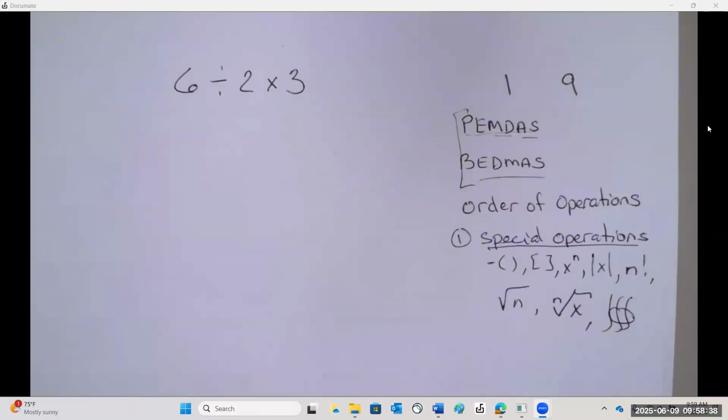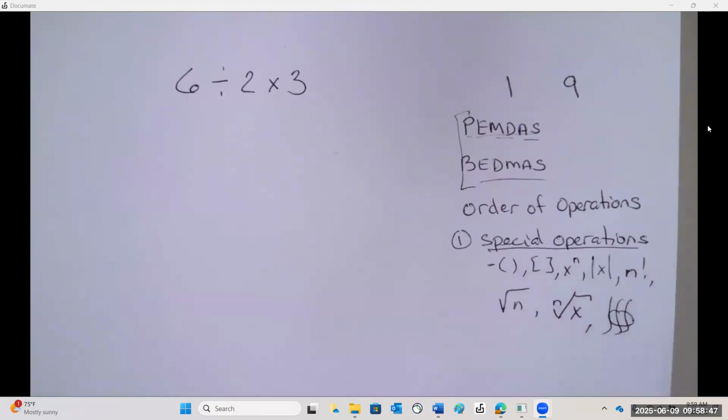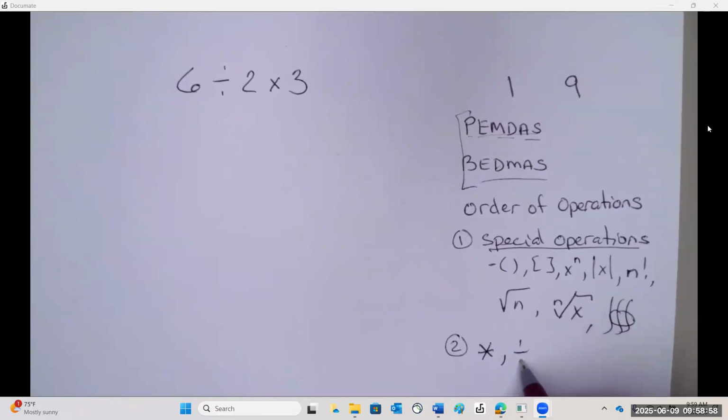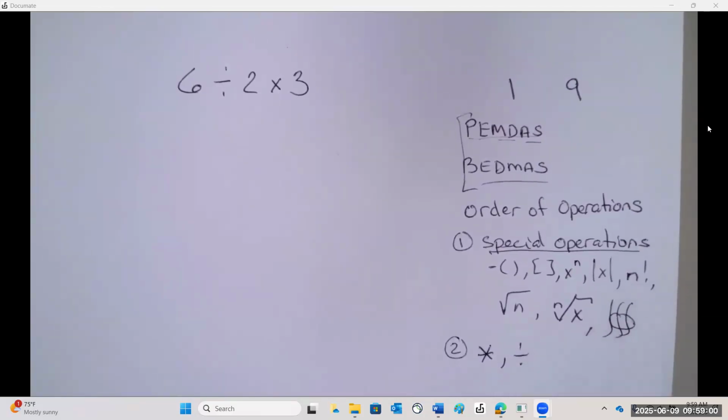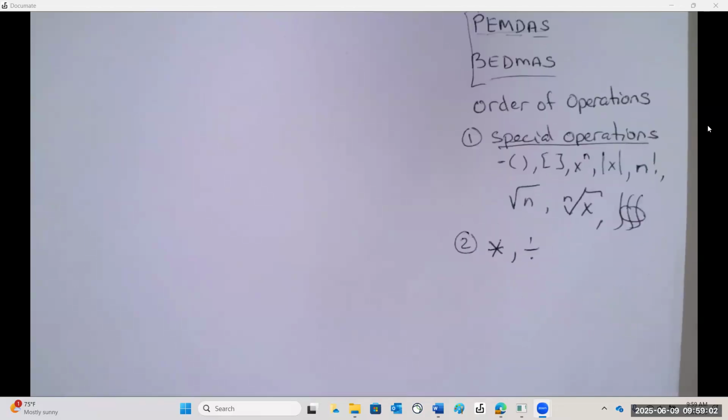Okay, you don't need your computers open. You can't take notes like this in the math class on a computer. So special operations, do those first. What's next important? Multiplication, division. They're on the same level of importance.